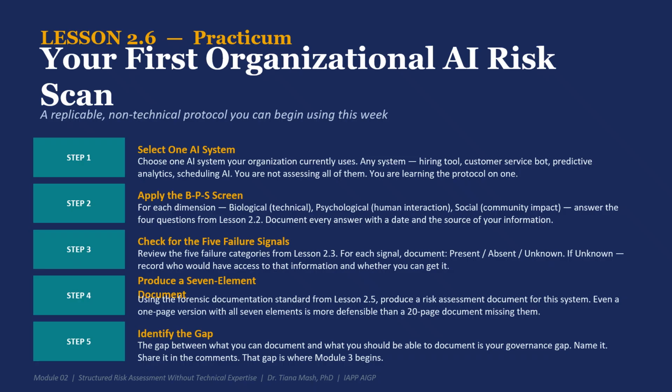Step 1 is select the AI system, not all of them, just one. Choose a system your organization currently uses. Try a hiring tool, scheduling AI, a customer service bot, a predictive analytics platform, or a recommendation engine. The protocol is the same regardless of the system. You're not trying to assess everything. You are learning the methodology on one system so you can replicate it on others.